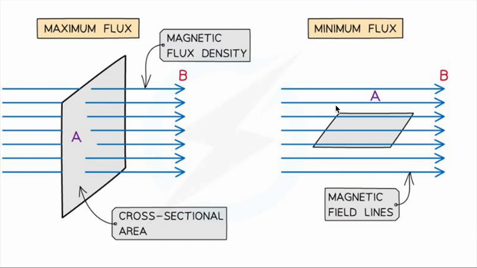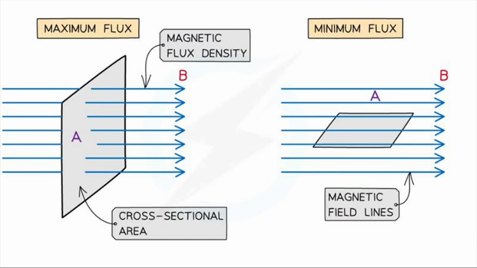If, however, we look on the right hand side, we've got the same coil, but it's been rotated about 90 degrees, and you can see that there are no field lines passing through the coil. If you like, the field lines are parallel to the surface that we're looking at, and so this would be a position of minimum flux. In fact, this would be a position of zero flux. There are no field lines passing through the coil.